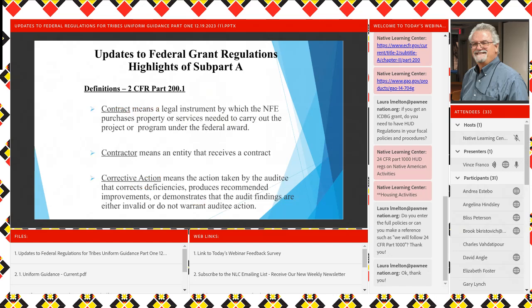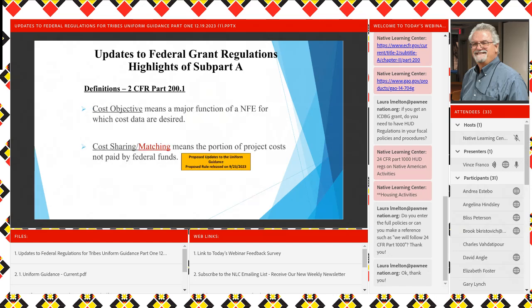Okay, contract is pretty straightforward. Corrective action is hopefully something you'll never have to do. A corrective action happens when there's a finding on an audit, on a single audit, and it's not resolved during the audit, which means it's egregious and there's a real problem. A corrective action is basically management's answer to what the finding is and how you're going to resolve the problem. So hopefully, if we're doing everything correctly, we don't have findings and we don't have to do corrective actions.